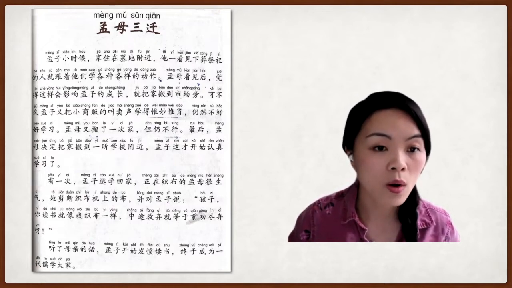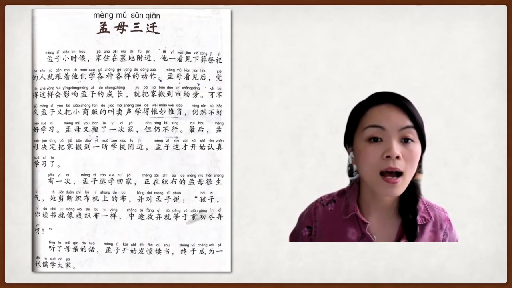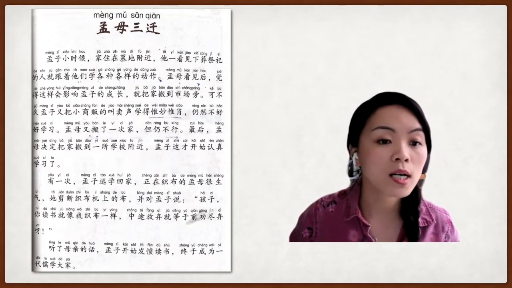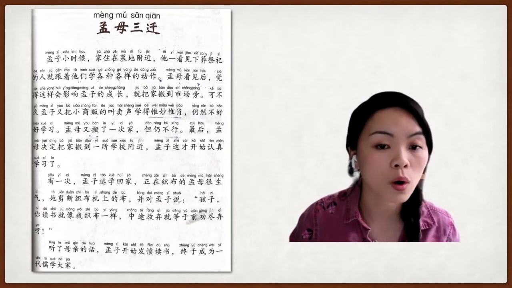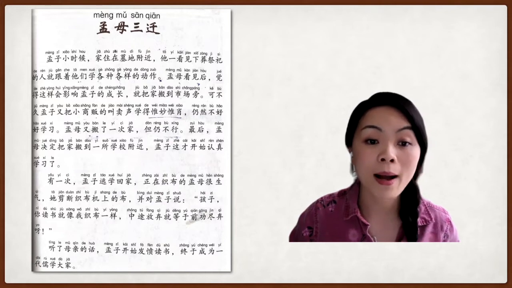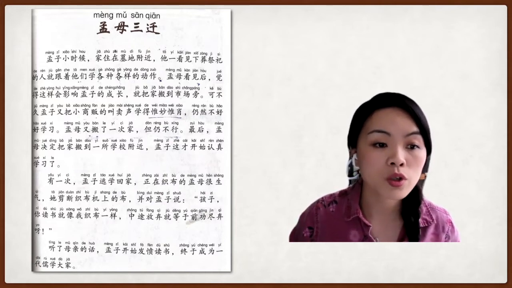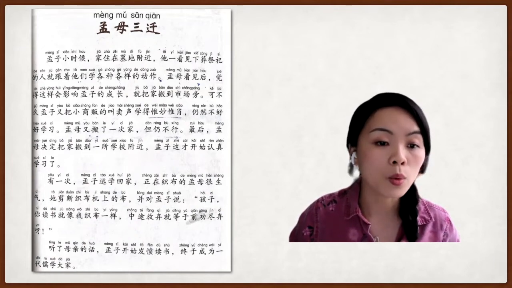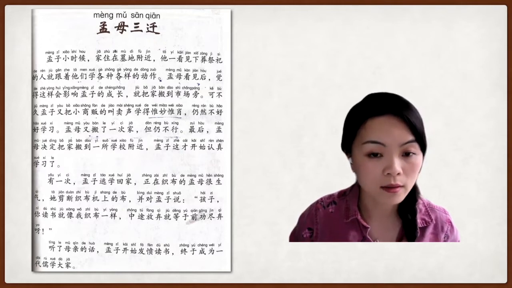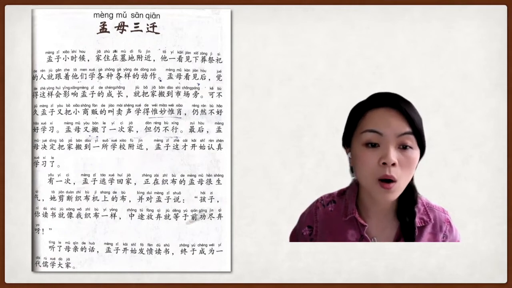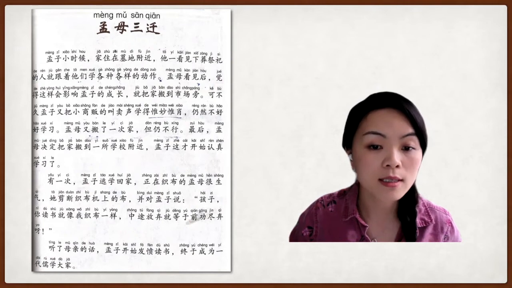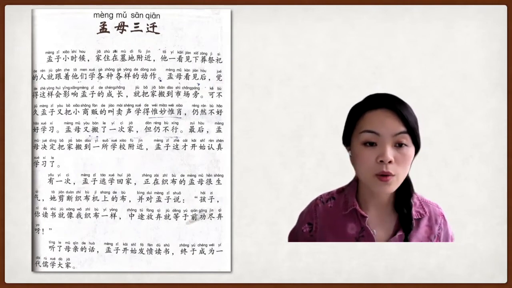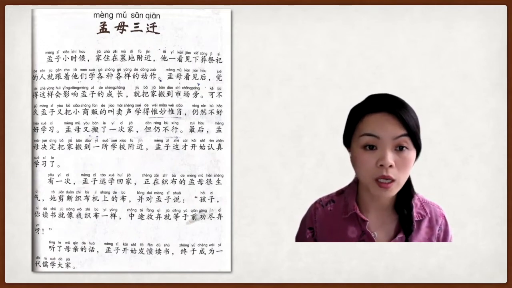孟子小时候家住在墓地附近，他一看见下葬祭祀的人，就跟着他们学各种各样的动作。孟母看见后，觉得这样会影响孟子的成长，就把家搬到市场旁。可不久，孟子又把小商贩的叫卖声学得惟妙惟肖，仍然不好好学习。孟母又搬了一次家，但仍不行。最后，孟母决定把家搬到一所学校附近。孟子这才开始认真学习了。So this is the first paragraph, and we're going to take a look at from the beginning, sentence by sentence.